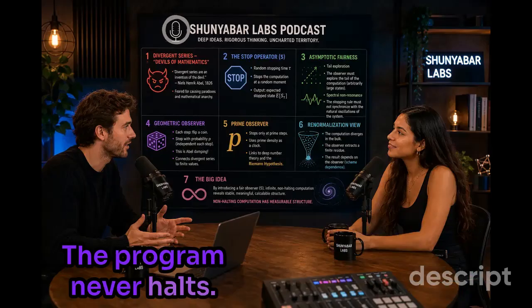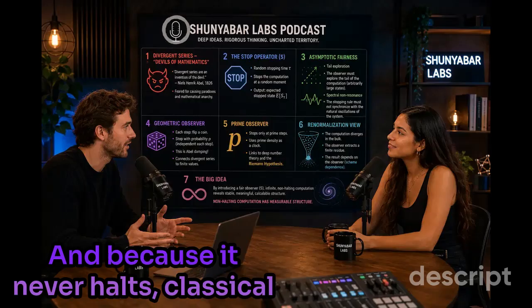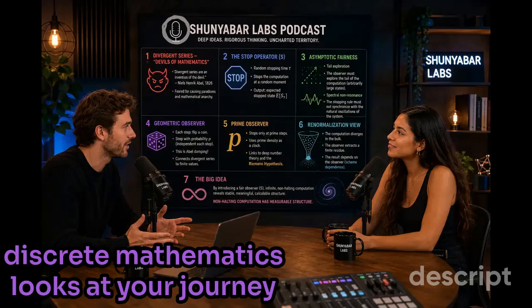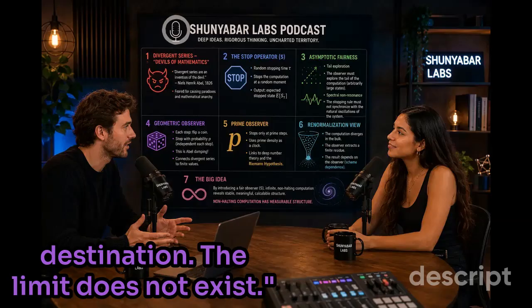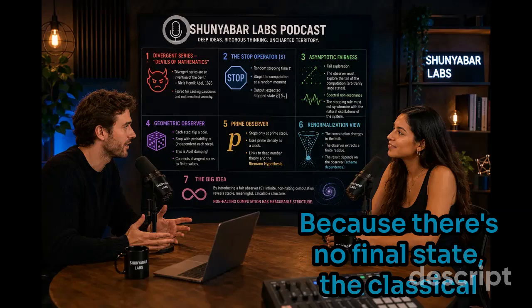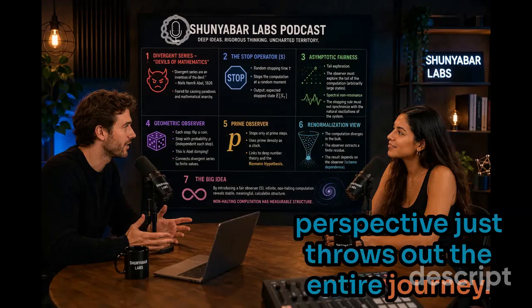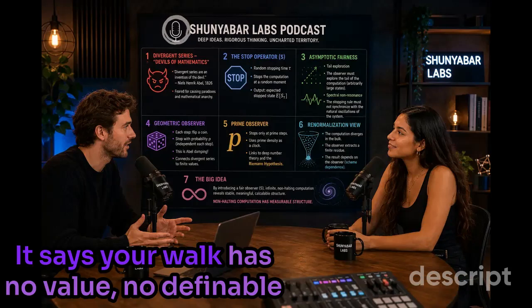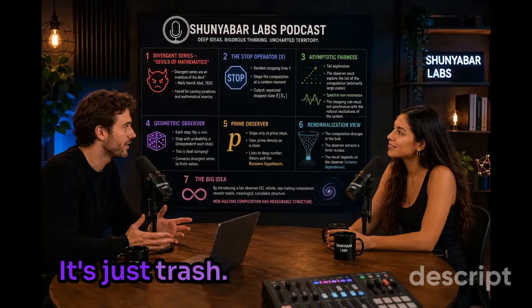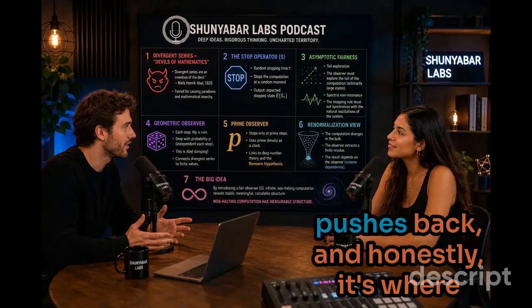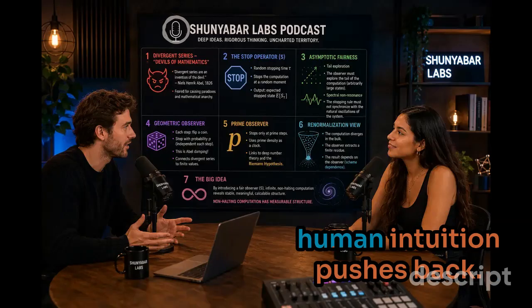Right. The program never halts. And because it never halts, classical discrete mathematics looks at your journey and basically says, there is no final destination. The limit does not exist. Because there's no final state, the classical perspective just throws out the entire journey. It says your walk has no value, no definable shape, and no measurable outcome. It's just trash.